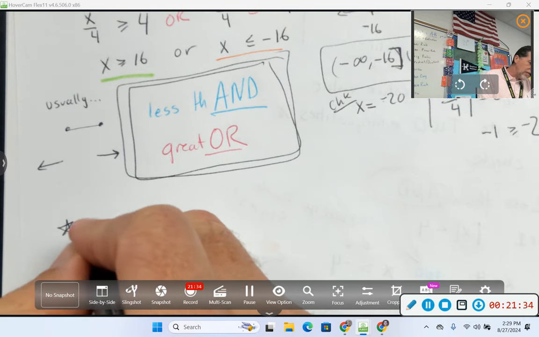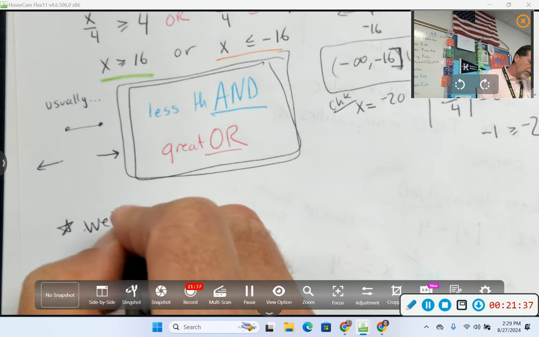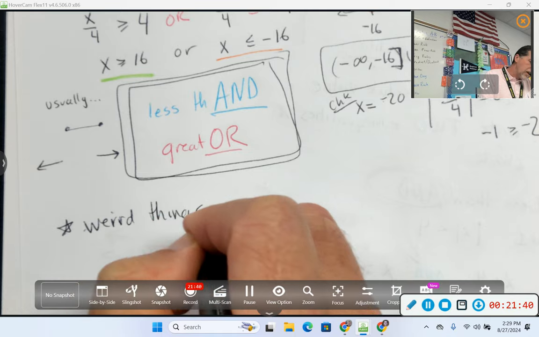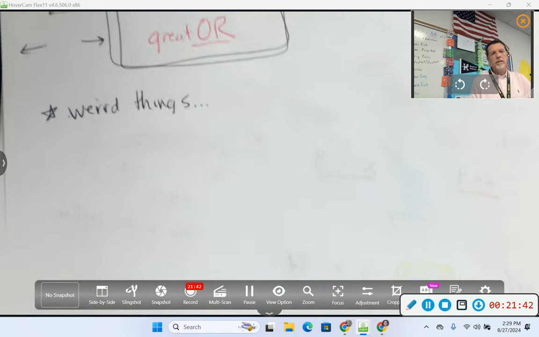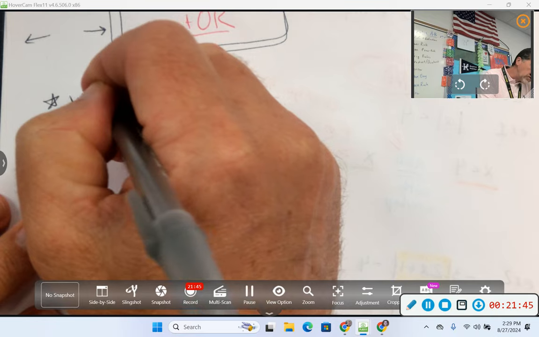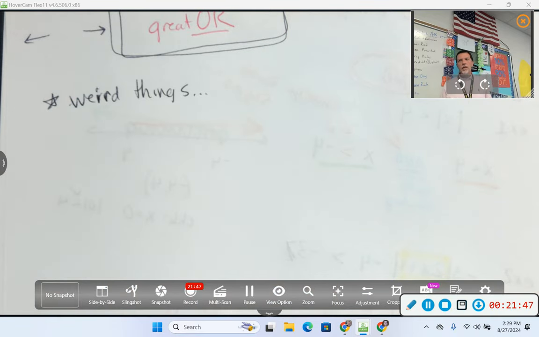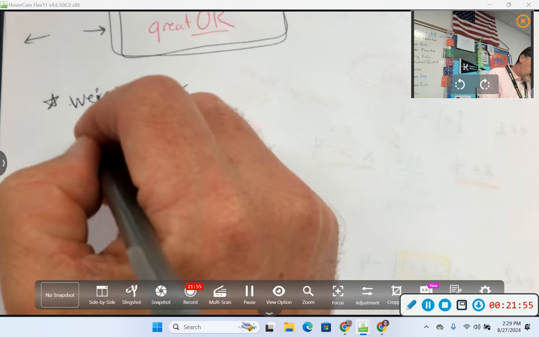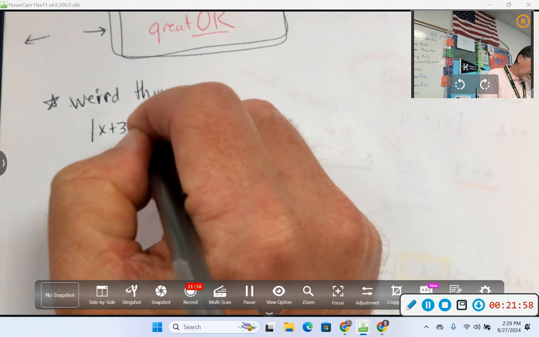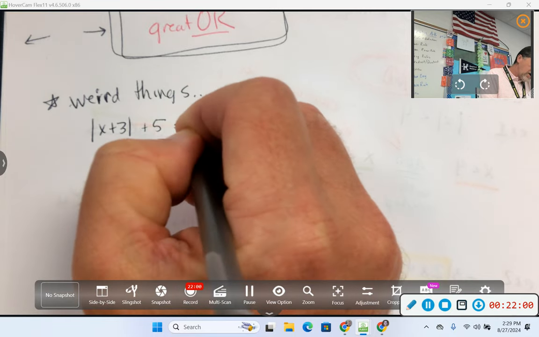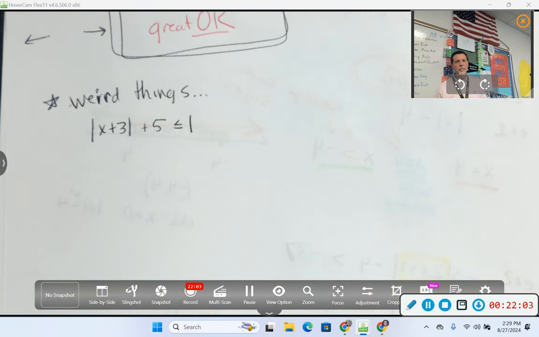Now, there's two weird things that can happen, so let's look at one of them and then talk about the other. Weird things, like me being able to spell weird. The good news is the process isn't weird. The process is exactly the same, but the answer is weird. Absolute value of x plus 3, plus 5, less than or equal to 1. Again, I can call them popsicle sticks because the process isn't weird. Process is the same. We'll worry about weird when we get to the end.